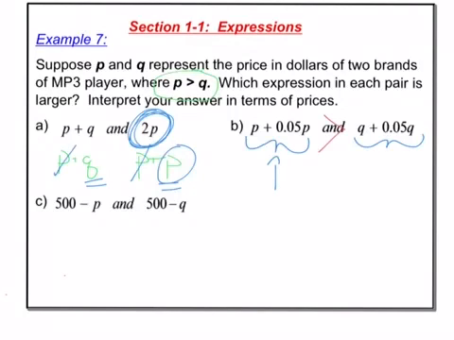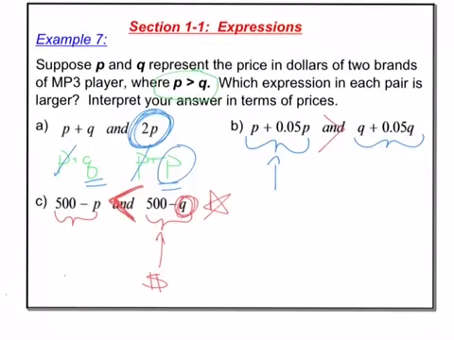In example 7, part C, now we're doing subtracting. Let's say you have $500 to buy an MP3 player. If you do 500 minus P and 500 minus Q, which of these two is going to be the larger quantity? Well, this time it's going to be 500 minus Q, because you are subtracting a smaller quantity from 500, which means you're going to have more money left over. So 500 minus P is going to be less than 500 minus Q because you're subtracting a smaller quantity on this side.